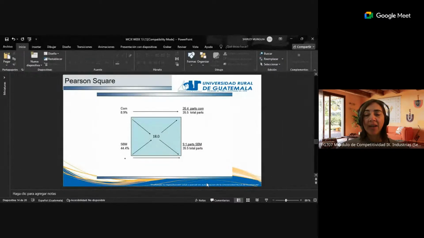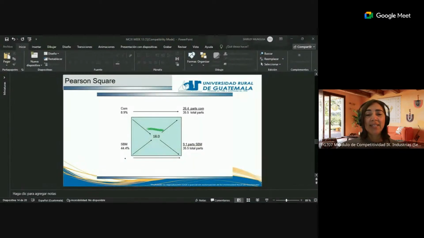So now we know how we're going to get these numbers. Remember that this 18 is the percentage of the crude protein. This is the percent of the corn, 8.9. This is the percent of the soy, 44.4. Remember that when we subtract this minus this, we have this number that goes here, 26.4. And also when we subtract this number from the 18, we have this number that goes right there. And how do we get this 35.5? We add 26.4 plus 9.1, which is equal to 35.5. That is the number that we have in here.